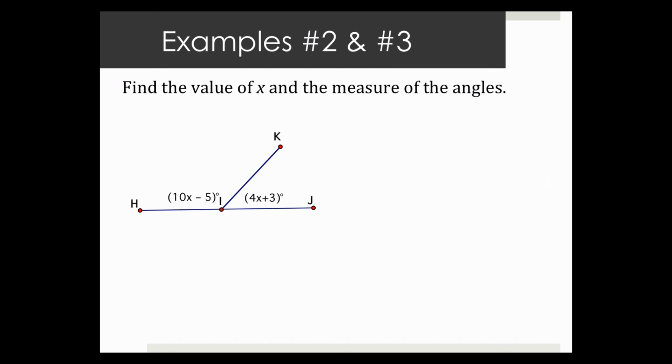Gesundheit. Keep clapping for yourself. Great. I solved it.